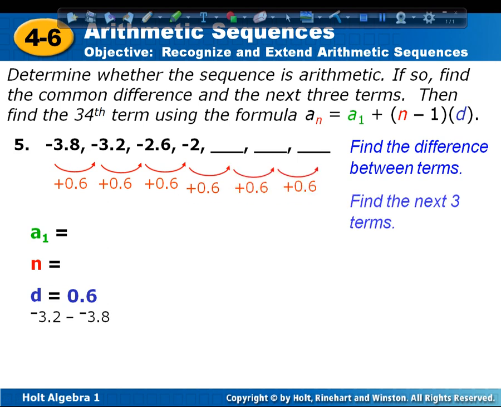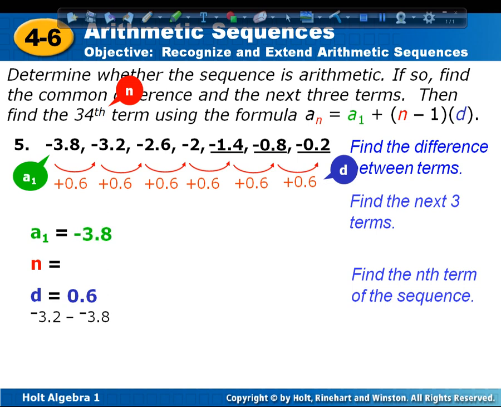To find the next 3, I'm going to continue to add 0.6 each and every time. Negative 2 plus 0.6 is negative 1.4. Plus 0.6 is negative 0.8. Negative 0.8 plus 0.6 is negative 0.2. So it is arithmetic. We found the next 3 terms by continuing to add 0.6. Now we're going to find the 34th term.